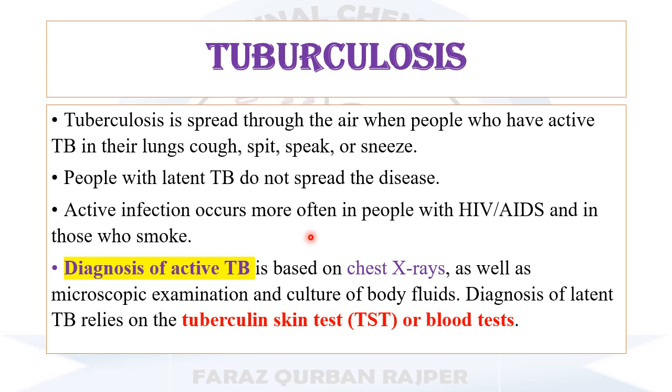Active TB can be diagnosed on the basis of chest X-rays as well as microscopic examination and culture of body fluid. Diagnosis of latent TB, on the other hand, relies basically on two types of tests: one is a blood test, the other is a tuberculin skin test.